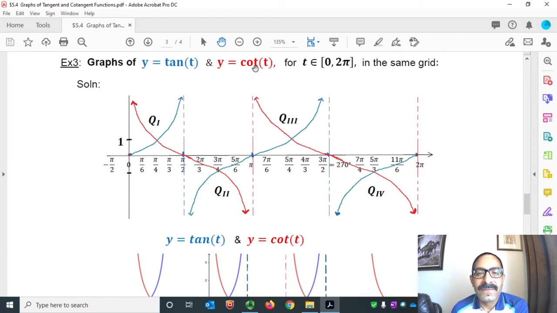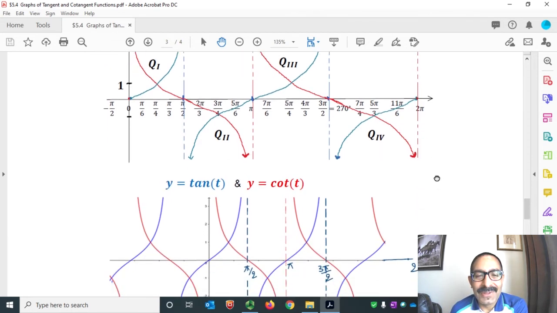And we know the cotangent function is the reciprocal of the tangent function, so the cotangent function is decreasing here. In the first and second quadrant, it has vertical asymptotes at π and 2π, and the cotangent function is decreasing in the third and fourth quadrant. The cotangent function is decreasing in its domain, whereas the tangent function is increasing in its domain. I hope this comparison makes sense to you all.